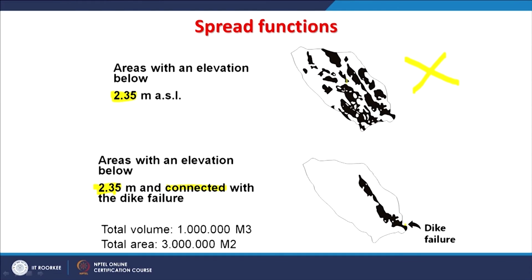So, for a more realistic analysis of this spread function or flooding, we need to know where exactly the failure or a scenario is, and which are the only areas connected with the dike failure, as only they will be flooded. And once you have got this, because in the background you have a digital elevation model, definitely you can calculate the area and also the volume of water.